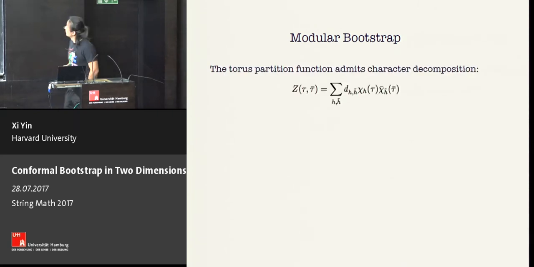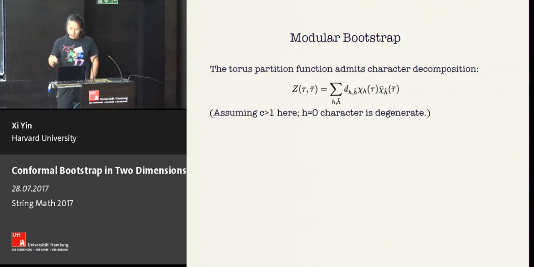To begin with, as I said, we'll organize the spectrum of the local operators into representations of the Virasoro algebra. The torus partition function will be written as a sum over Virasoro characters, holomorphic and anti-holomorphic, with some coefficients that are degeneracy of primaries of some weight h and h tilde on the holomorphic and anti-holomorphic side. These coefficients are positive integers.